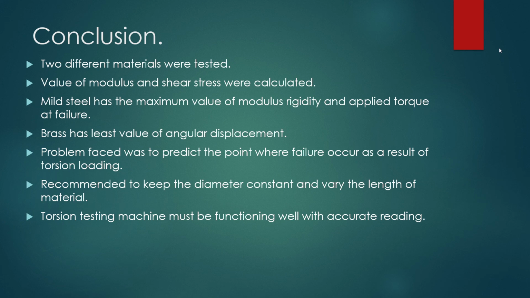However, the problem we encountered during this experiment is that it is impossible to predict the point where failure occurs as a result of torsion loading. It mostly occurs at a point which has internal defects or cracks. So as to improve the results, it is important to keep the diameter constant and vary the length of the material. It is to find the mean value so it is more accurate and the zero error is eliminated from finding the actual value.